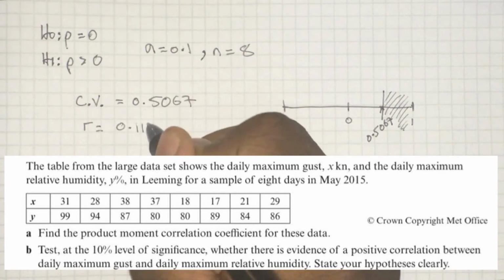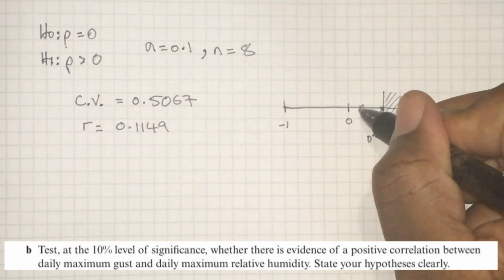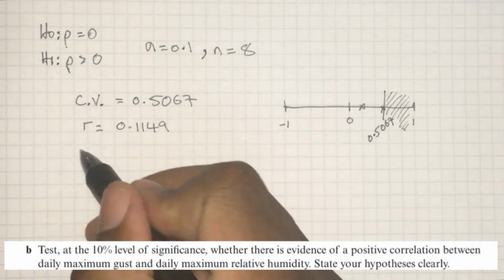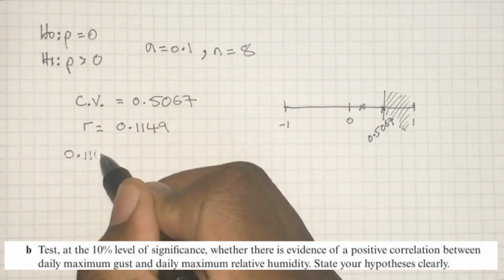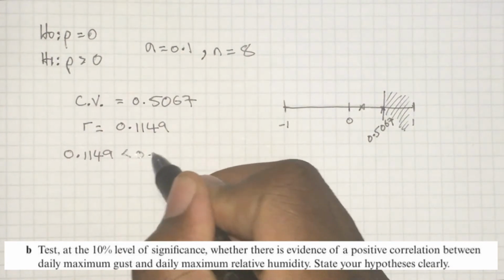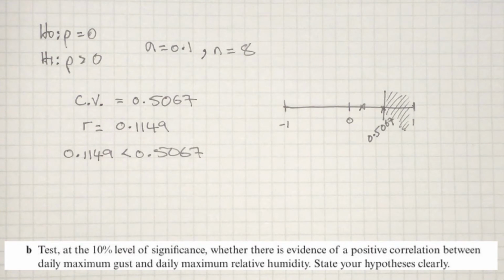If we put these values into our calculator, we get a value of r which is 0.1149. So quickly to indicate where this is on the spectrum, it's here. It's on the outside of the critical region. It's not as strong as our critical value. So we don't have enough evidence to reject the null hypothesis. We don't have enough evidence to convince us that there's actually some correlation between the population data.